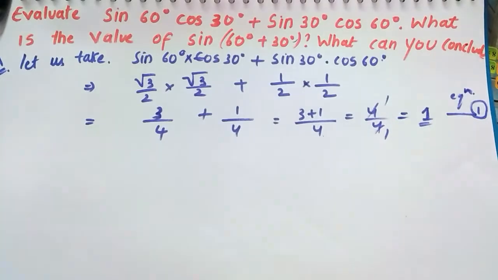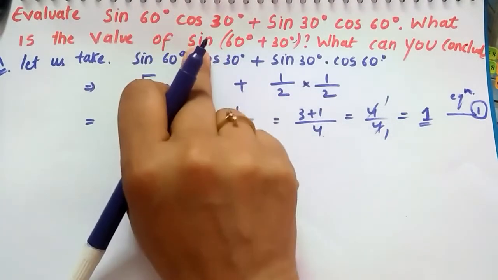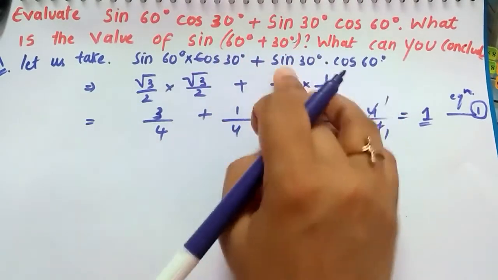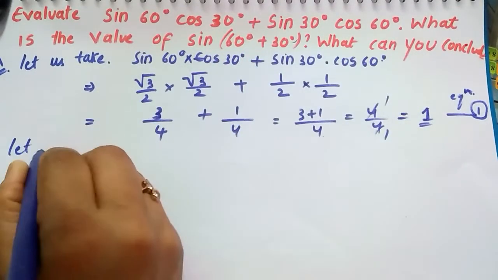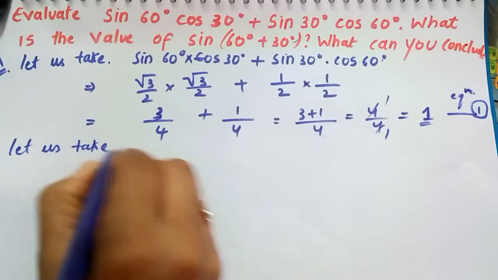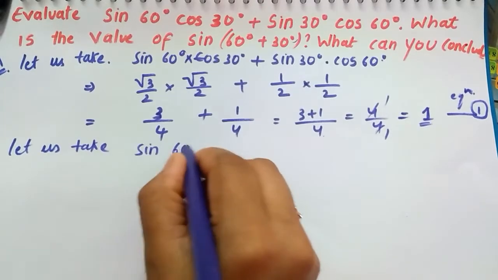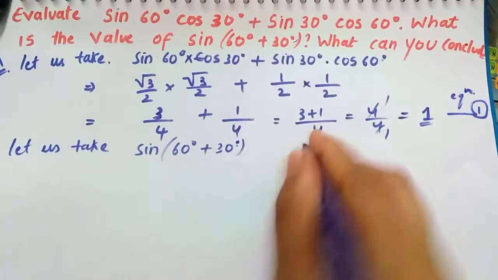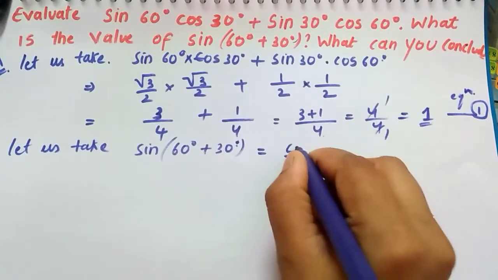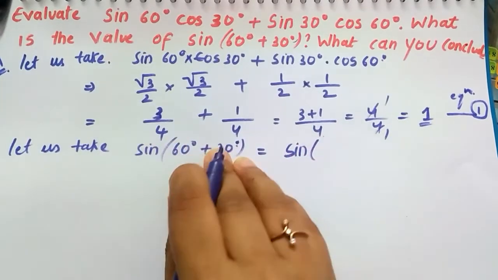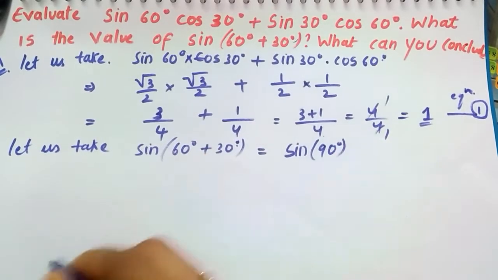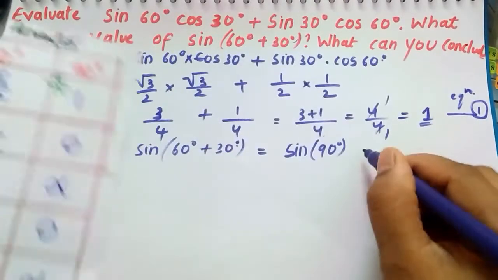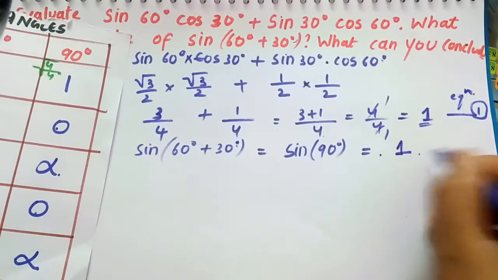Now we are taking this value. What is it? Sine of 60 degrees plus 30 degrees, right? Now let us take sine 60 degrees plus 30 degrees. Now solve this. See, sine 60 plus 30 is nothing but sine 90 degrees, right? What is sine 90? It's 1. Right away we can say it's 1.